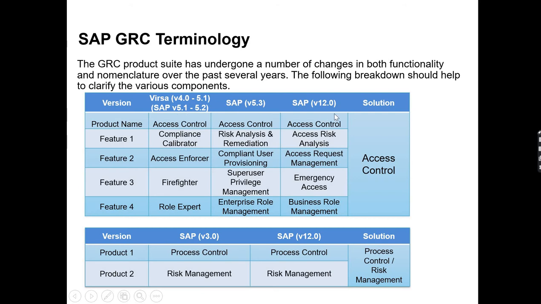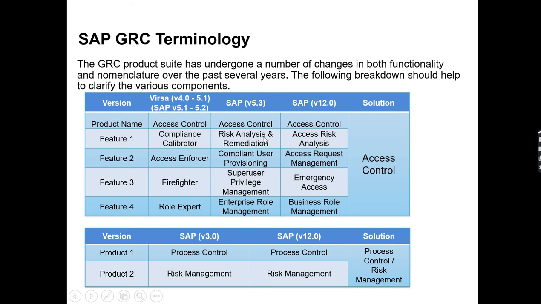So here is the version-wise naming. In GRC 12, the names are Access Risk Analysis, Access Request Management, Emergency Access, and Business Role Management. Process Control, the name is the same. In previous versions, before 10.0, the Access Control component names were different: Risk Analysis and Remediation, Compliance Calibrator, User Provisioning, Super User Privilege Management, and Enterprise Role Management. So only the names changed, but the features are the same.